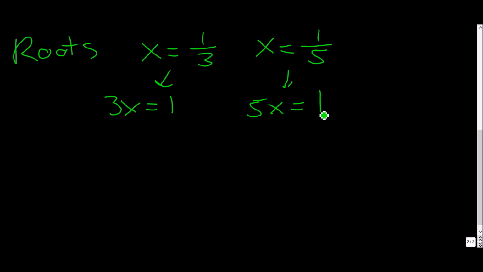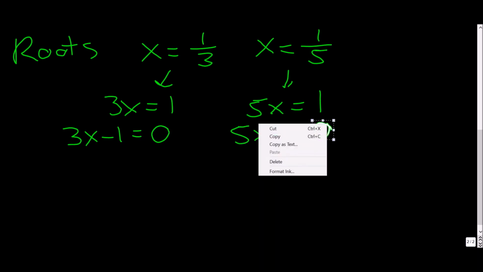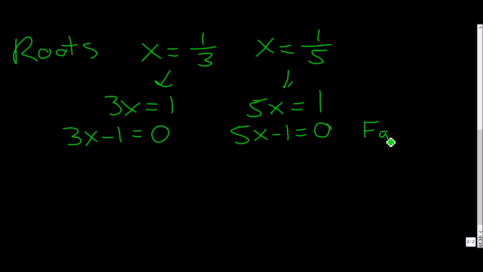So now we can actually make our factors. What we do is we're going to move those constants over together so we can get 0 on one side. So we get 3x minus 1 equals 0, and we're going to get 5x minus 1 equals 0. So these are our factors. Now what we want to do is put them together, because if either of those can equal 0, then each of these factors can also work too. So 5x minus 1 equals 0.